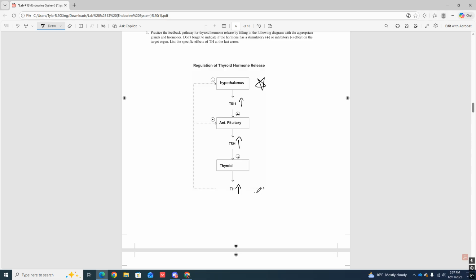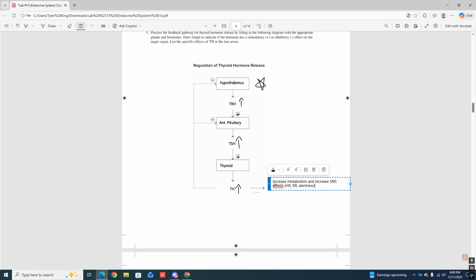This arrow here is indicating what the effect of this going up is. What thyroid hormone is responsible for is increasing metabolic rate and increasing your sympathetic nervous system effects, so increasing your heart rate, your respiration rates, your alertness, etc. So let's say increase metabolism and increase SNS effects. And that would be your heart rate, like I said, your respiration rates, and your alertness.